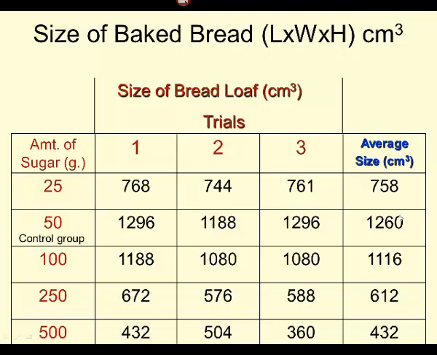So you can see where 25 grams of sugar gave him the average measurement of 758 centimeters cubed. The control group gave him 1,260 centimeters cubed. And then 100 grams of sugar gave him 1,116, and so on. So in this case, looking at his data, I would notice the largest loaf of bread was from the control group. And the more sugar he added, progressively those bread loaves got smaller.